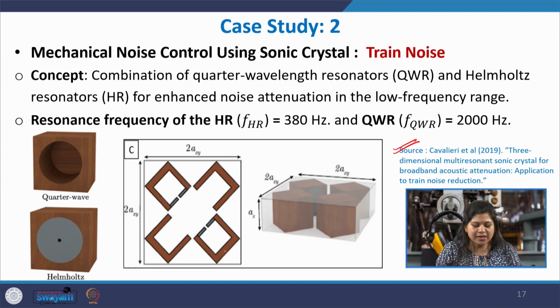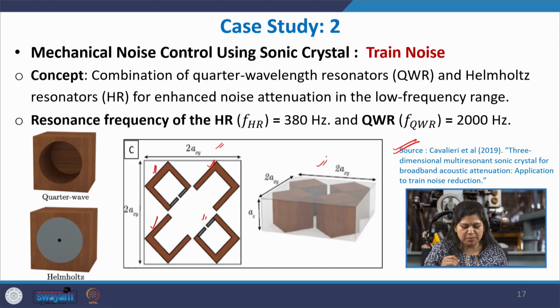So, within a single unit cell you had 4 separate resonators. 2 of them were quarter wave resonators, which is, think of it, a cavity with an open neck, that becomes a quarter wave resonator, and the other 2 were Helmholtz resonators, where you had a confined air cavity with a small neck. Okay. So, they were arranged in this kind of pattern to get a unit cell.